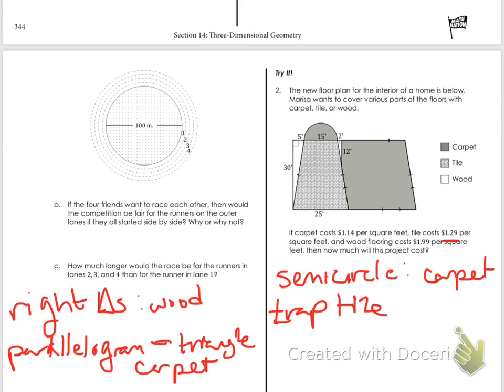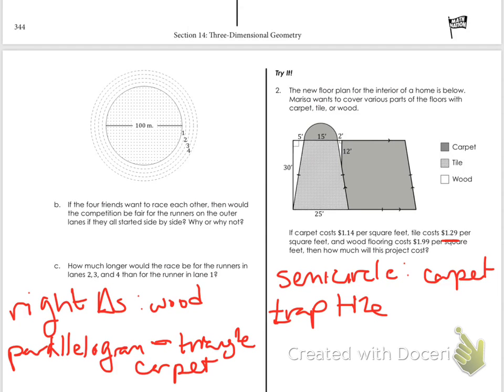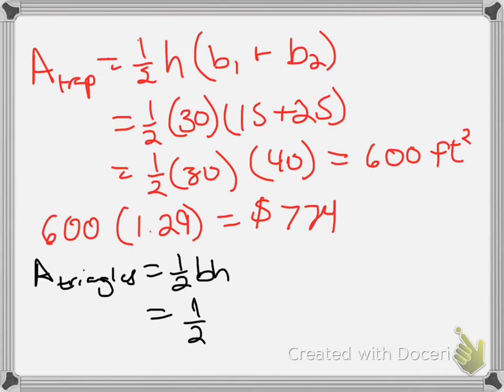All right. So now let's do the wood section. We've got 2 right triangles. Triangles are very easy. 1/2 base times height. So for the first triangle, we've got a base of 30 feet and a height of 5 feet. 1/2 of 30 times 5 is going to be 15 times 5, which is 75.